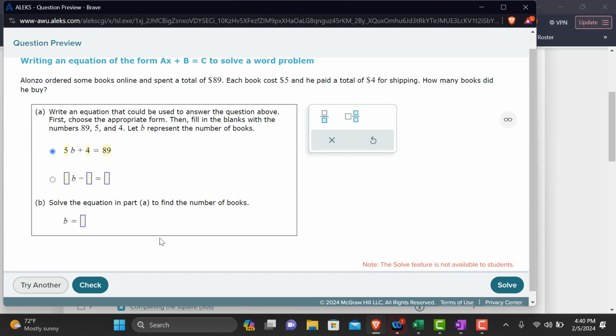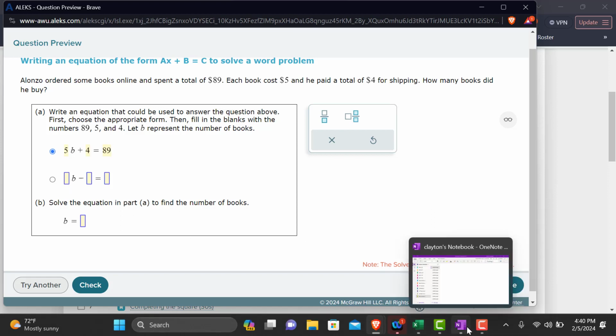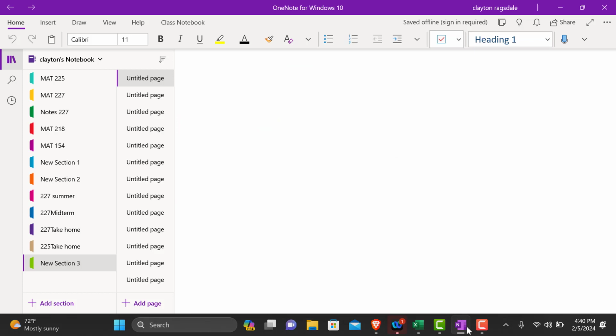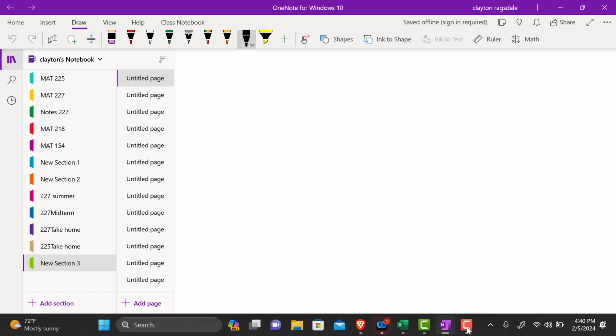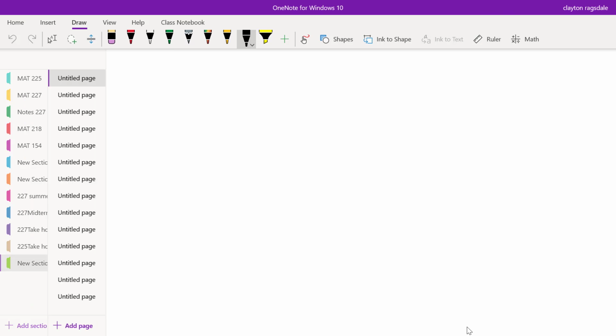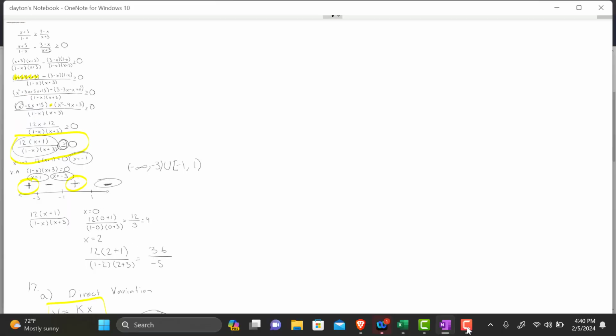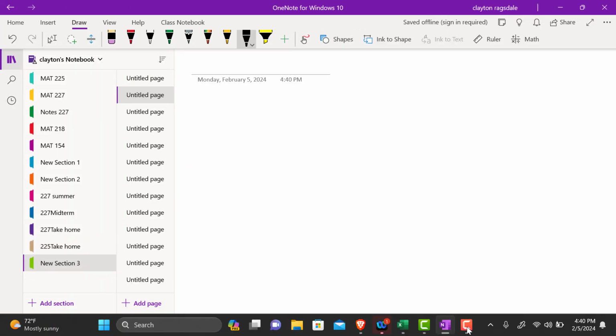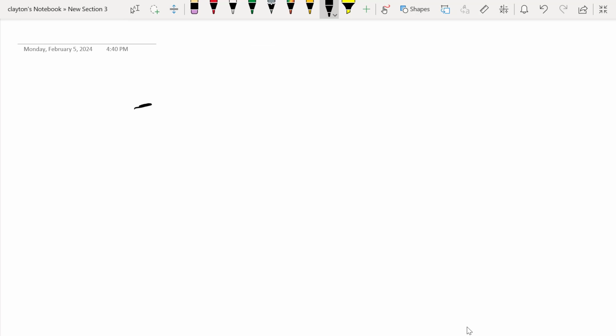So I'm going to jump over. I have 5B plus 4 is equal to 89. Let's see if I can get this to work here. There we go. We don't want all this other work. We want a new page. There we go. 5B plus 4 is equal to 89.